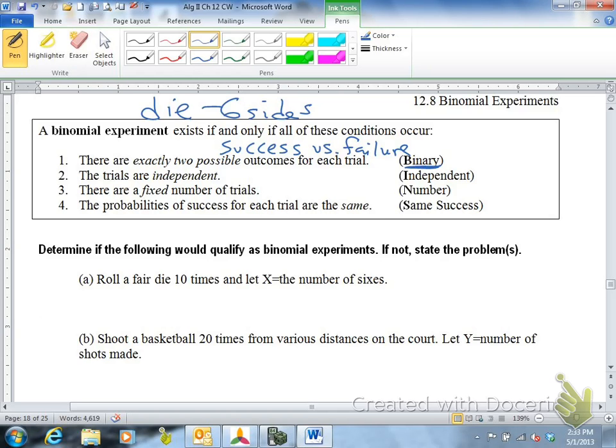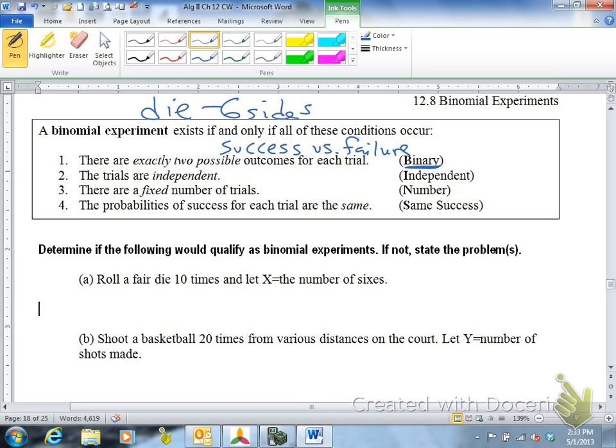Number 3, there are a fixed number of trials. That means you'll be told you roll a die 20 times. 20 would be your fixed number. So you're told 20, a fixed number of trials. And then the probability of success for each trial is the same. So S for the same success. The probability of getting a 1 is always 1/6 on a die. It doesn't change. It's the same.